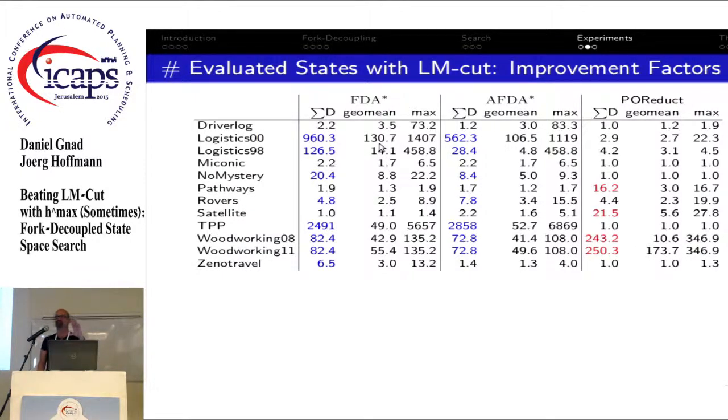Now I'm only going to show you results for optimal planning because that's what is in the paper. In the meantime, we have results for satisficing planning and for proving unsolvability as well. But those are for optimal planning.